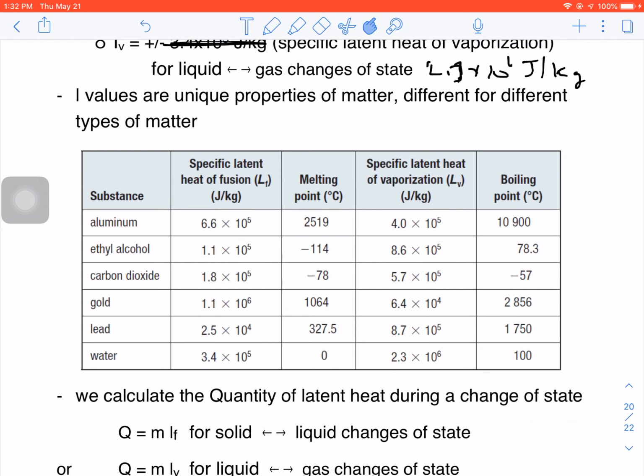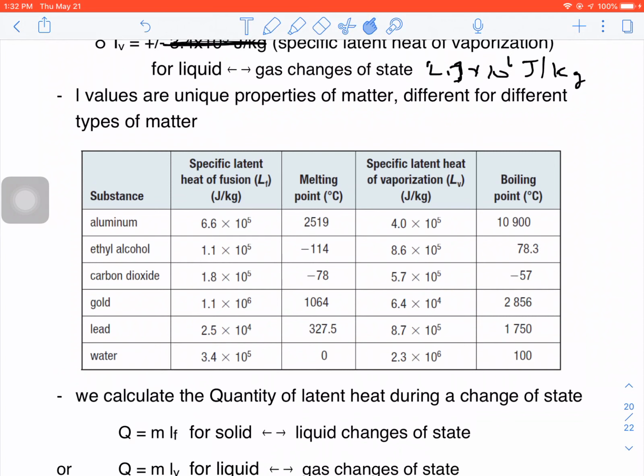And if I could heat it to 11,000, I'd go right through the boiling point at 10,900 degrees, and I would turn all of that aluminum into aluminum gas. How do you turn a metal to a gas? The answer is you heat it a lot.